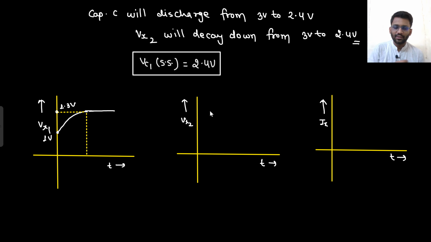What about Vx2? It starts from 3 volt and goes till 2.4. What is this? This is not exponential. It can be anything because Vx1, Vx2, Ix all are functions of each other. So it can be anything. It goes down to 2.4 volt and then remains there as it is. This will be 2.4 volt.